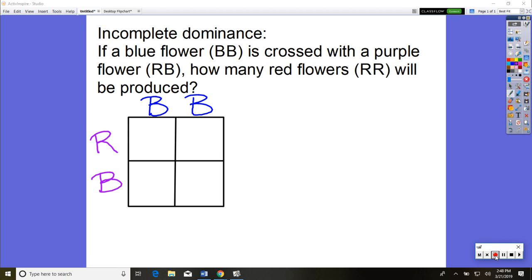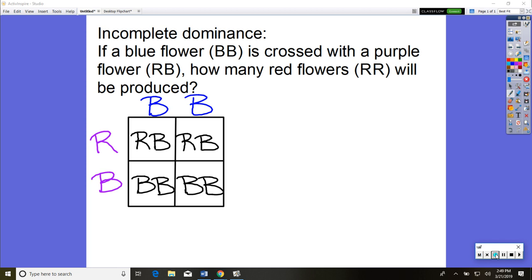Okay, so we've placed the letters of the blue flower on top and we placed the letters of the purple flower on the side. It doesn't matter which one goes on top and which one goes on the side as long as both of them get onto the Punnett square. The next thing that we'll do is cross in the letters just like we did with the standard complete dominance questions from the previous day's homework. So now that we have the letters inside of the Punnett square, we can look at our results.